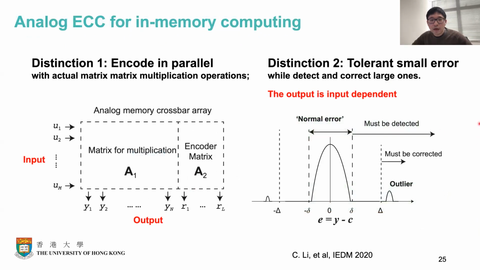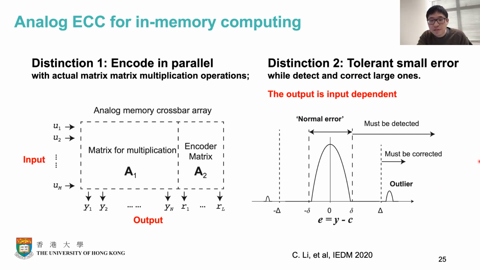And here's the concept of our analog ECC, and it's different from the ECC in data communication, as I showed in the previous slides. In some sense, we can still see this computing process as a transmission, but it's a little different because the noise, or the computing result, is actually dependent on the input, which differs from the transmission process.